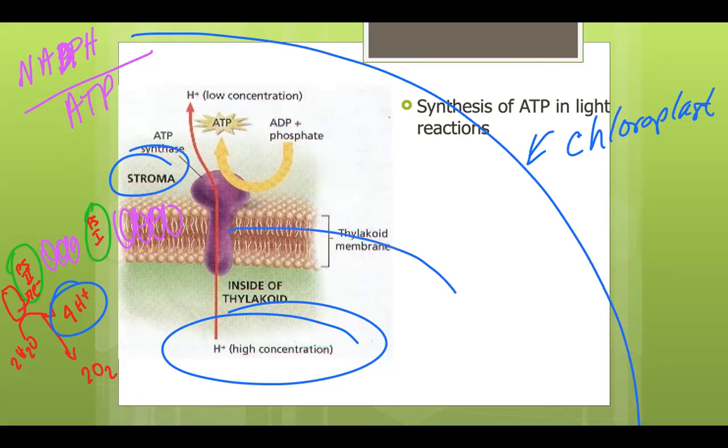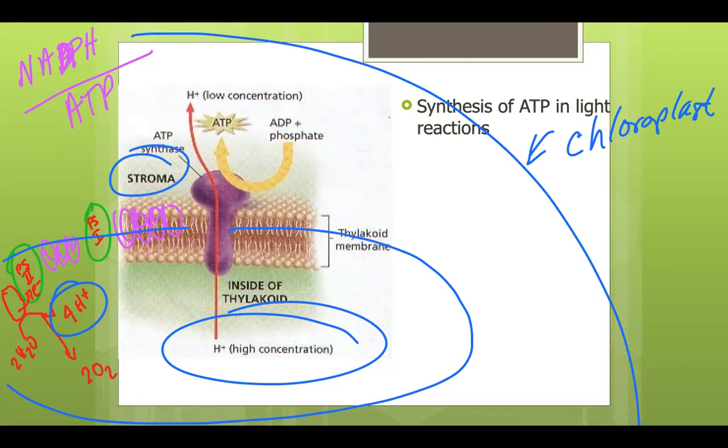You're still inside, because this is one thylakoid. Remember, we've got many stacks of thylakoids. So this whole system is repeated a lot in every single thylakoid membrane, in all of the thylakoids of all of the grana inside the chloroplast.